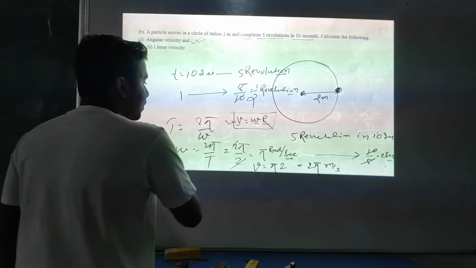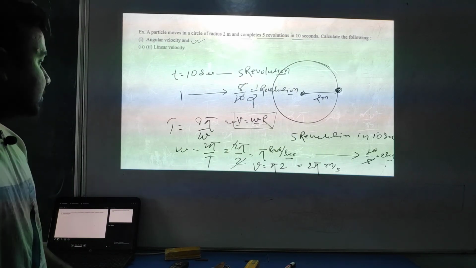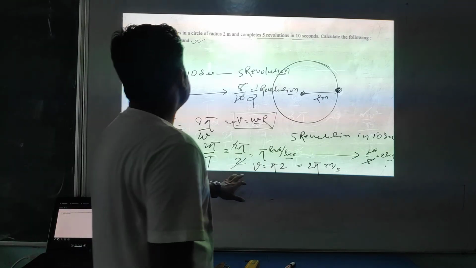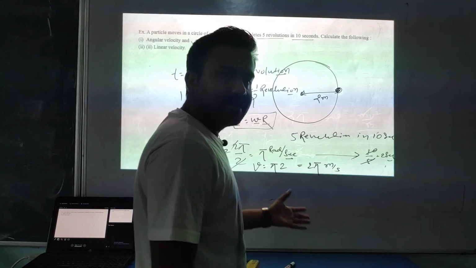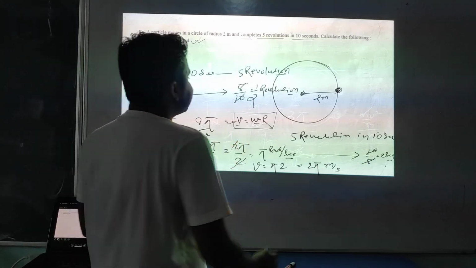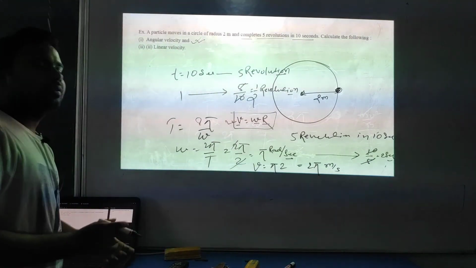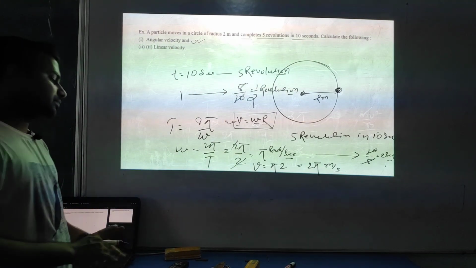This is the unit of angular velocity, and linear velocity is meter per second. So the formula is V equals omega r. Okay, now write this down.